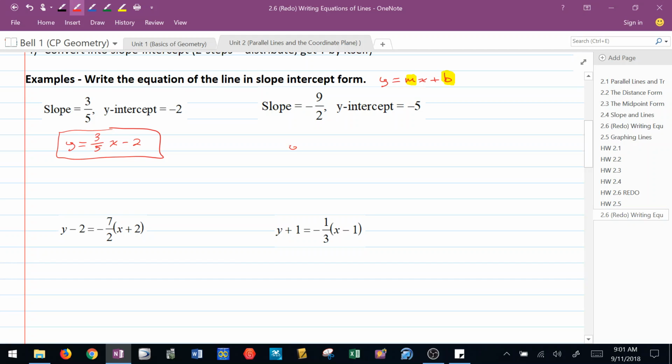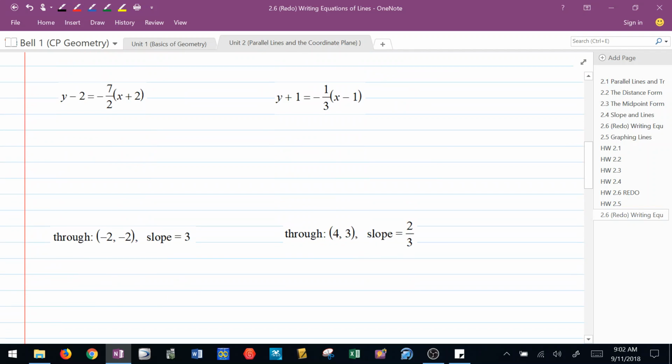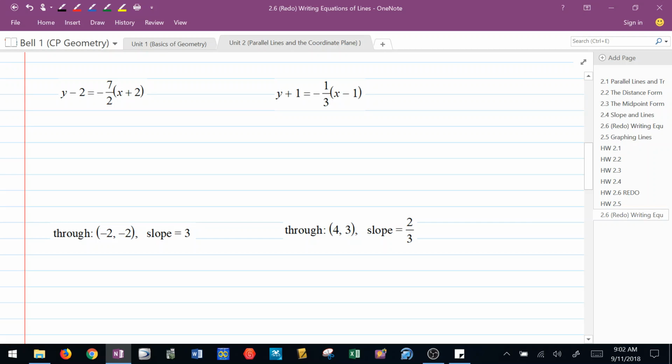Second one here, y equals negative 9/2 x plus negative 5, but I'm going to write that as minus 5. The next two problems give it to us in another form that is called point-slope form. So point-slope form says y minus y1 equals m times x minus x1. And what we're going to be substituting in is this x and y in that specific location, and m. When we get to the next set of problems, that's when we're really going to run with it. Right now, we have to simplify things that are already given to us in point-slope form.